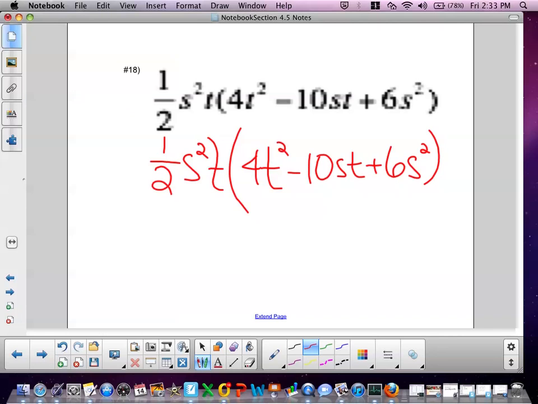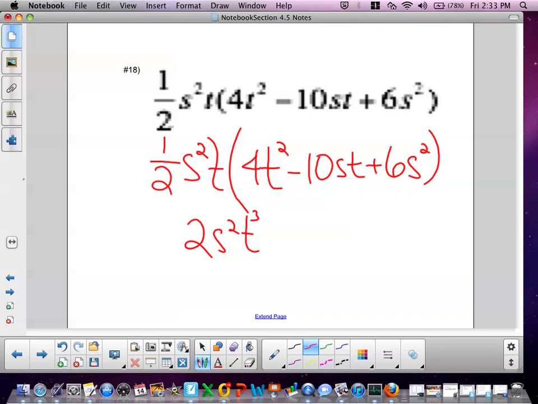Okay, so number by number, 1/2 times positive 4 is 2. s squared times this term. Well, I do not have an s in this term, so s squared remains as it is. But t times t squared becomes t cubed.